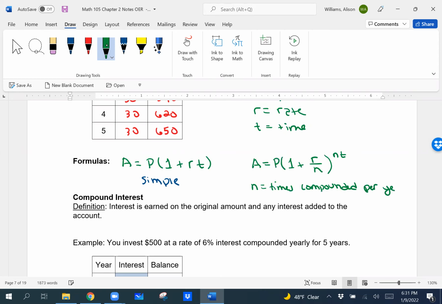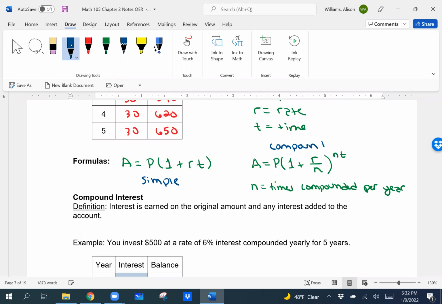So we didn't have to think about that in our first problem, because we were just compounding it every year, so once a year. But when you start looking at compounding interest every month, that is going to be a different number. We'd be compounding it 12 times a year. So this is the formula for compound interest.